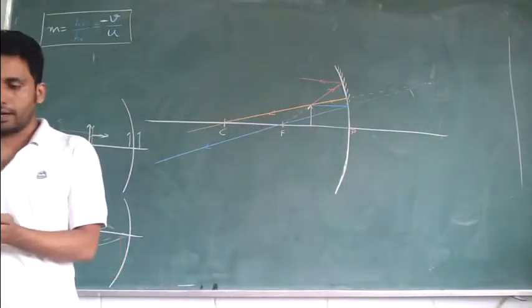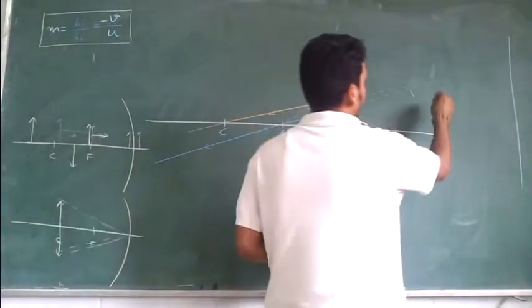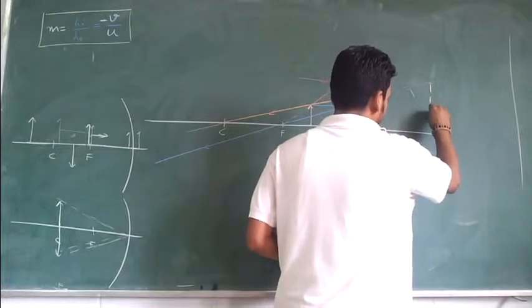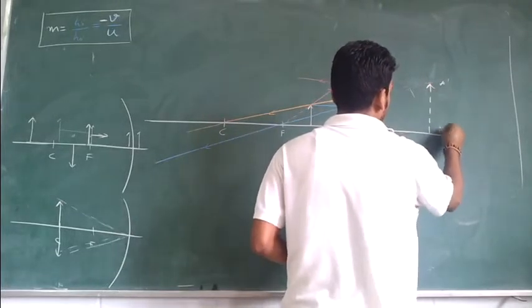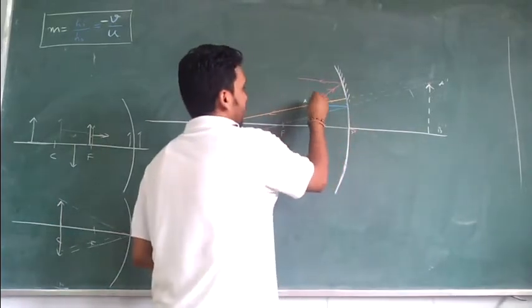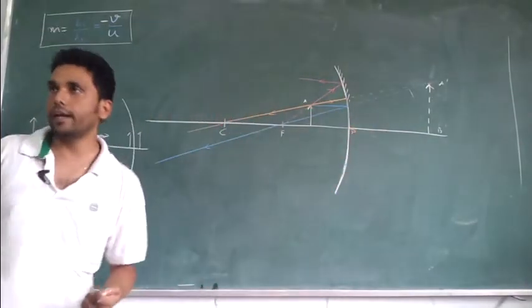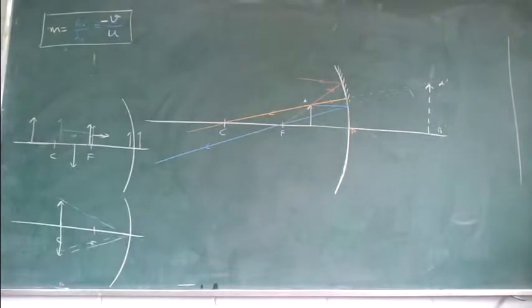Any doubt? Your virtual image will be formed over here. Try to make the virtual image dashed: A dash, B dash. What do you see? That A is forming A dash, it is erect and enlarged. There is only one curved mirror which gives an erect and enlarged image. That is concave in this case.